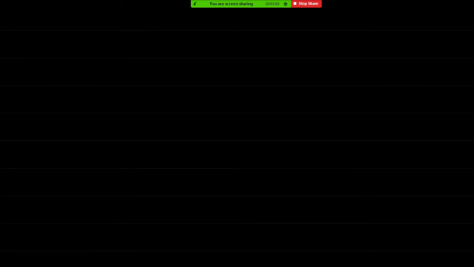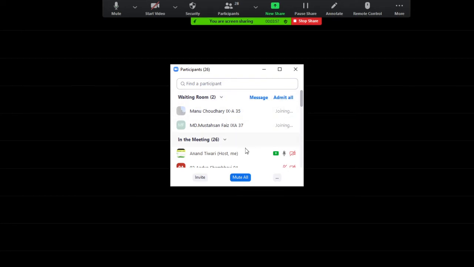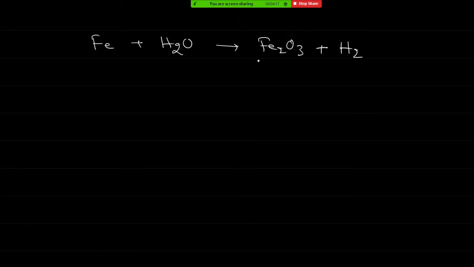Next, example number 3, that is iron reacts with water to form iron oxide plus releases hydrogen gas. So this is the skeleton equation. It needs to be balanced.